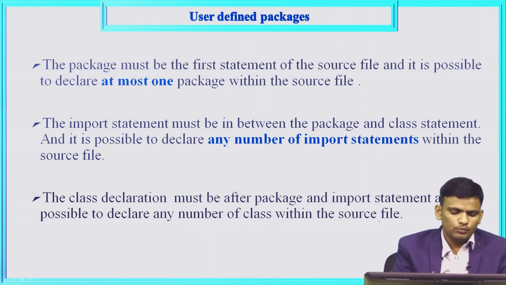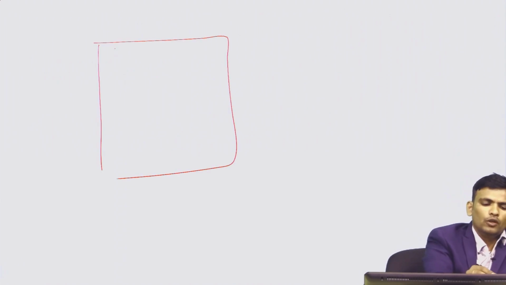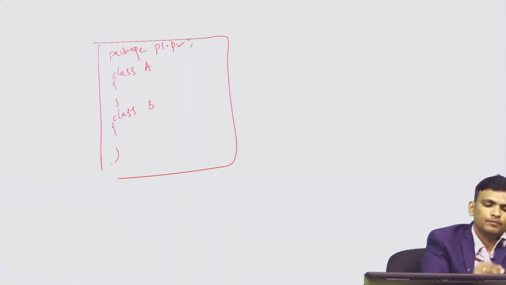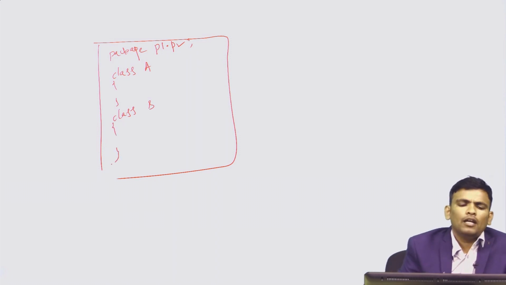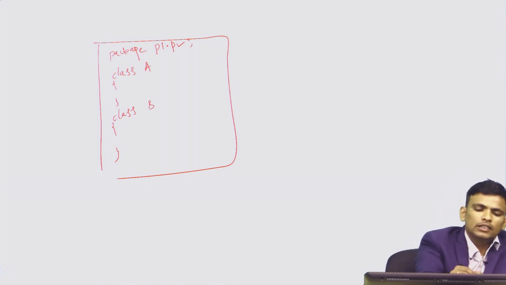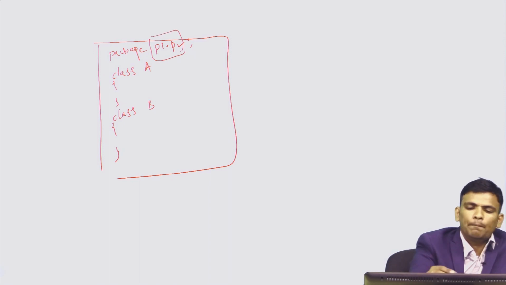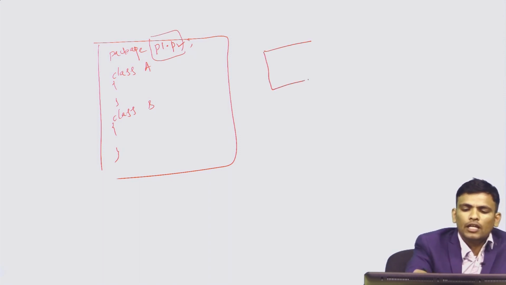Suppose I have a Java file. Let's take an example. Here I created a package p1.p2. Next I have a class A, and one more class, class B. Now if you compile, it will create a package, and the package name is p1.p2.